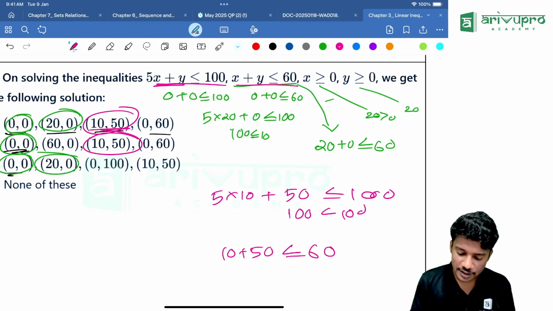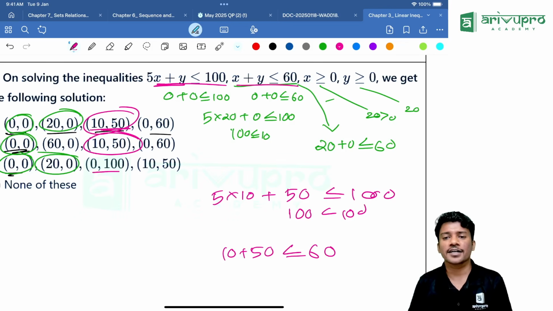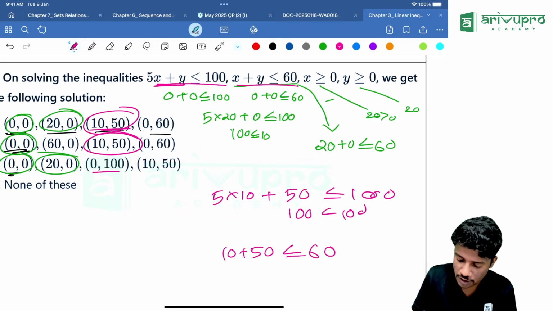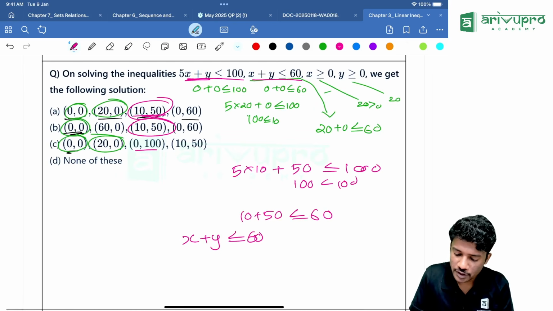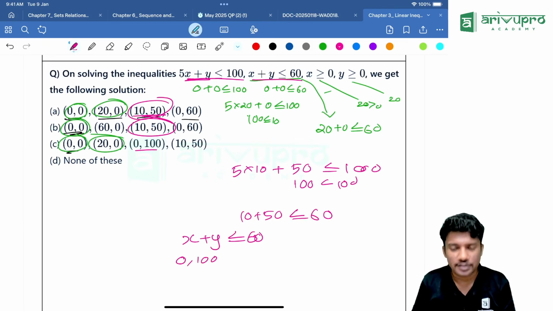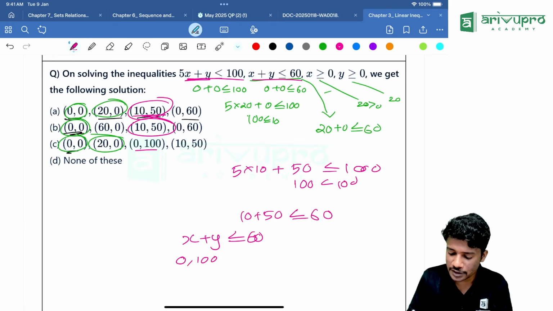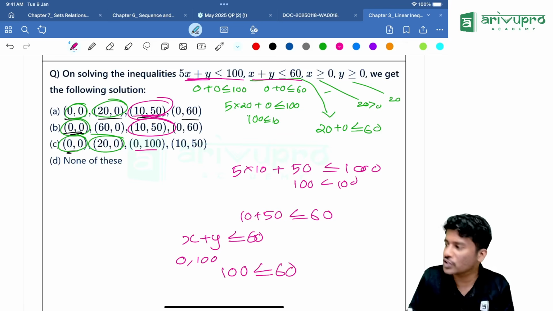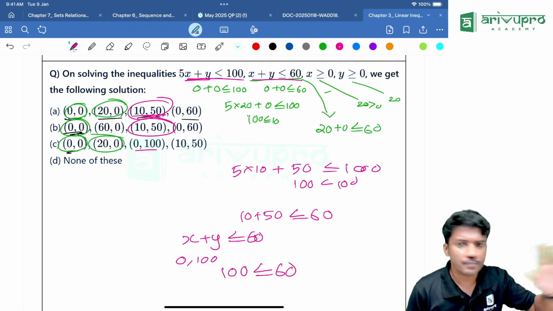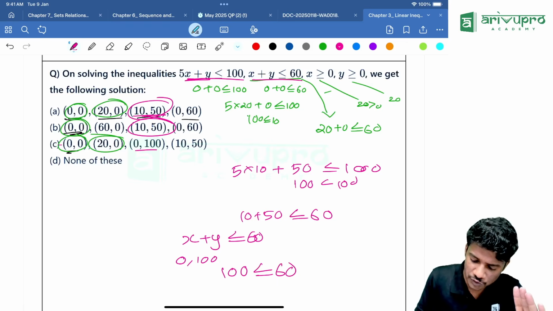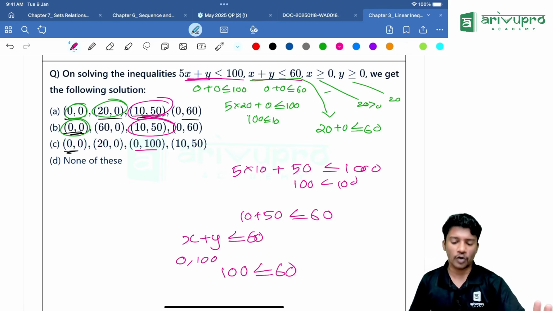Now we will check whether 0, 100 is correct or not. Check the second equation. We know that x plus y is less than or equal to 60. Now substitute 0, 100. Is 0, 100 satisfying this? Is 100 less than or equal to 60? No, 100 is greater than 60. That means option C is wrong.